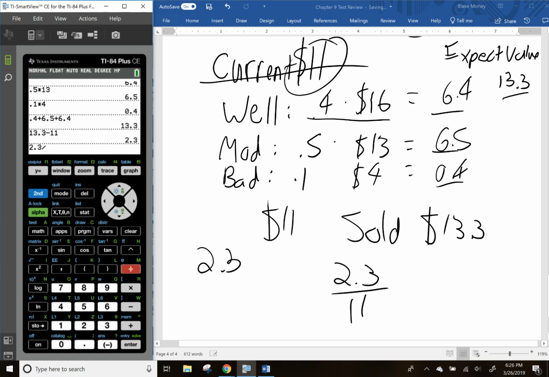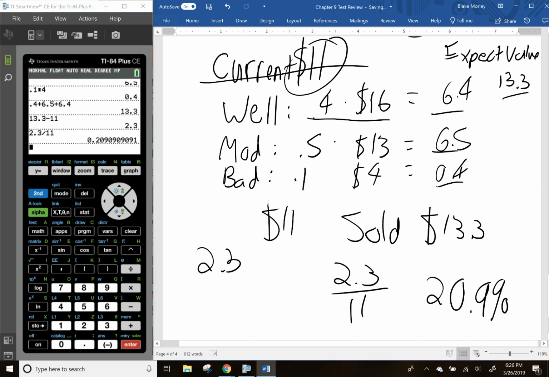So take 2.3 divided by 11. I put a 0 in there unnecessarily. Oh, let's just clear this and start over. 2.3 divided by 11. This has never been so difficult. And we get 20.9. Again, if you move that decimal place around a little bit. So 20.9% return rate growth, which is pretty good.